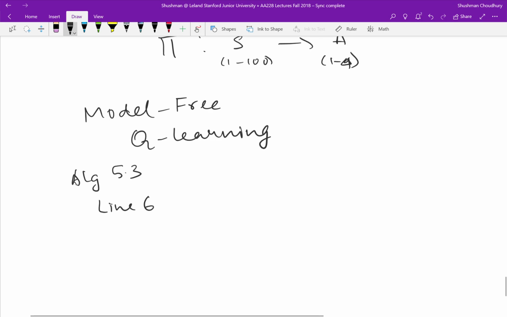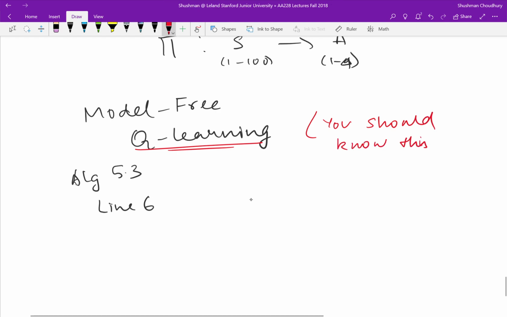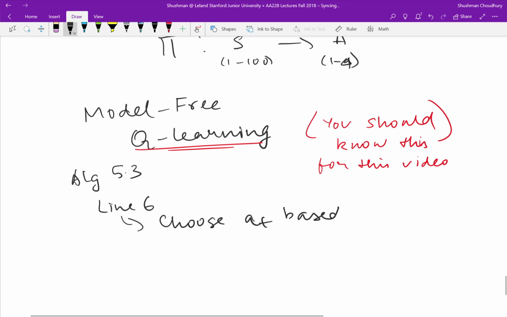This is assuming you know what Q-learning is. You should know this for this video. I'm not saying that it's a bad thing if you don't, but I'm not going to be explaining it in detail. But the point is, if you look at line 6, it says choose a based on exploration strategy. And Michael talked about this in class. One point of reinforcement learning is to explore the different actions you could take to figure out which are the good actions you should take.